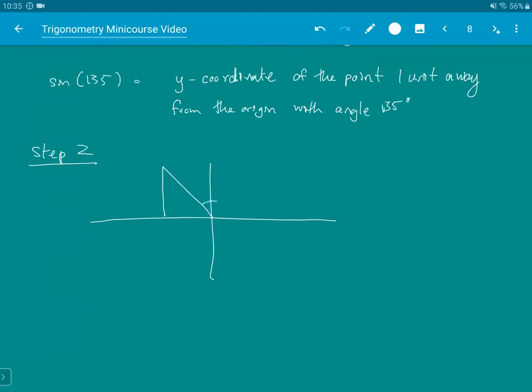So if this makes a 135-degree angle, then we can create a triangle by dropping the perpendicular line from this point. And that would give us a 45-degree angle for this triangle. So this is a right triangle with a 45-degree angle. That means it's a 45, 45, 90 triangle. So we know what the lengths of this and this segment are. In fact, we can write this as cosine of 135 and sine of 135.